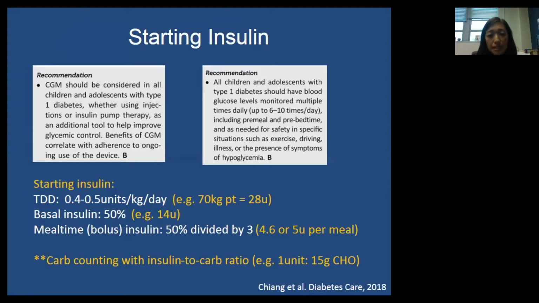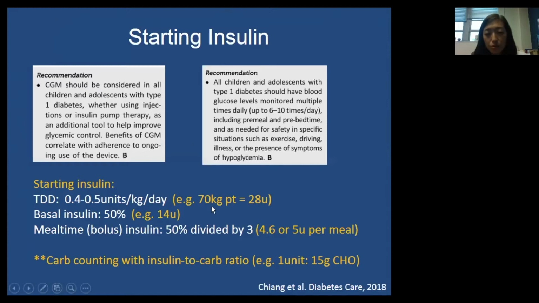So it's a lot. It's a lot to ask of our patients and their caregivers if they're kids, which is why I think the recommendation for a continuous glucose monitoring system has become so strong in this population specifically. So how do we start insulin? Many of you may already know this, but generally we use a target for their total daily dose, TDD, of 0.4 to 0.5 units per kilogram of their weight per day. And so I have an example here for you.